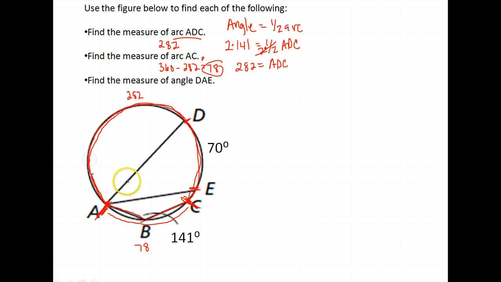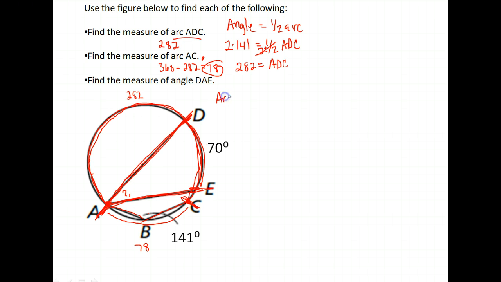And finally, we're asked to find the measure of angle DAE. Okay, so here's the angle from D down to A, out to E. Notice I'm not going along the edge of the circle this time because we're talking about an angle and not an arc. Okay, so this is the angle we're trying to find the measure of right here. So notice we do have the arc for that. The arc that it intercepts is 70 degrees.